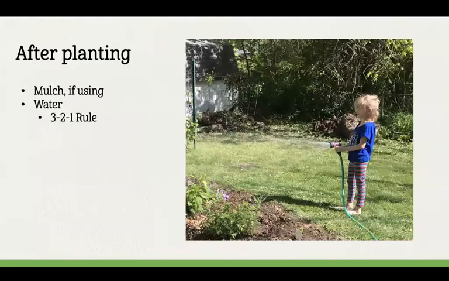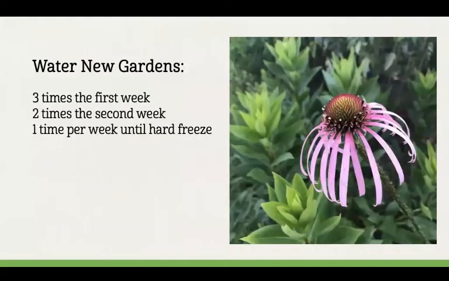Plants do need to be watered right after planting. Give them a good long drink, and then you'll need to keep watering for a little while. So using this 3-2-1 rule, we're going to water 3 times in the first week, 2 times in the second week. And then if you planted in the fall, once per week until a hard freeze. If you've planted in the spring, you're going to do once per week until we get through that really stressful heat of the summer. And you may even do a little bit of extra in droughty times. Just look at your plants and see what they're telling you they need.